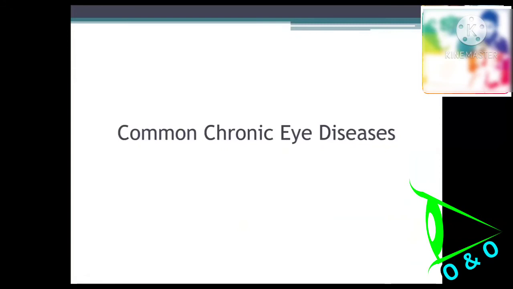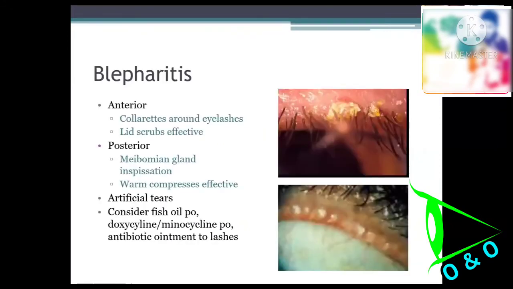Okay, so we've gone through some acute eye diseases. We're going to go into some common chronic ones. Blepharitis, super common. I feel like the vast majority of patients have some form of blepharitis. Anterior blepharitis is seen here, so you'll see collarettes around the eyelashes. For these cases, lid scrubs are very effective.